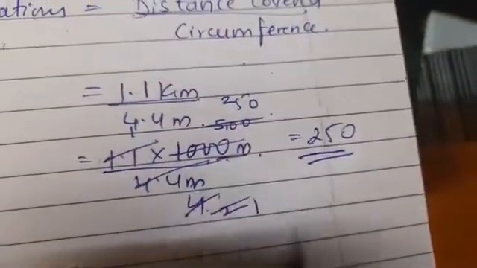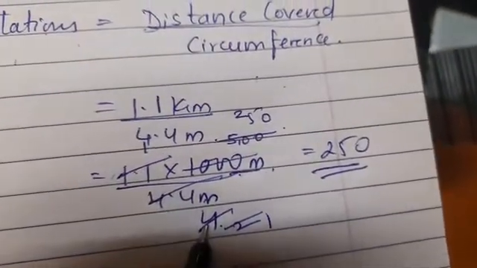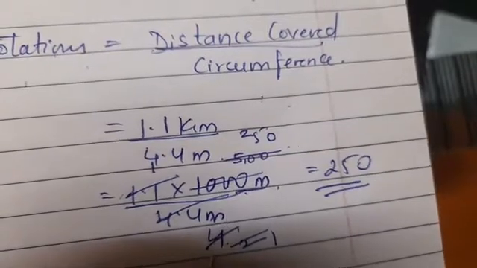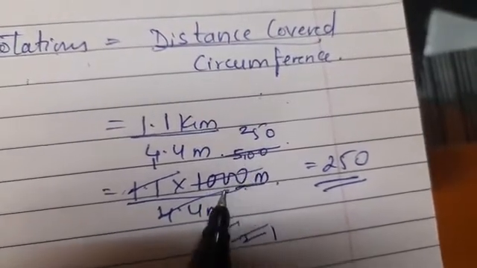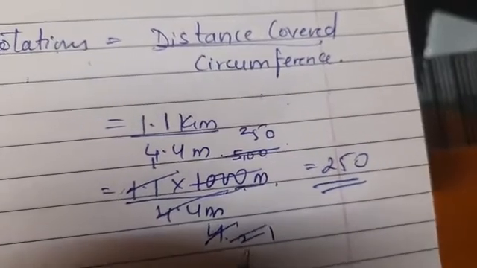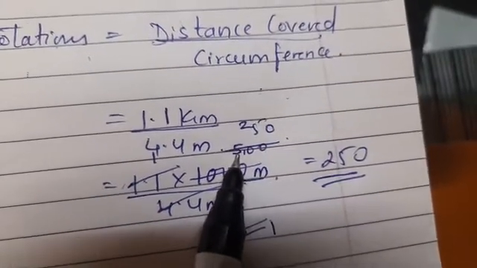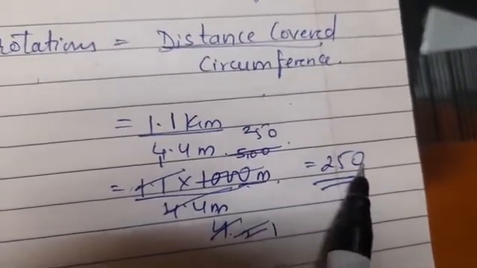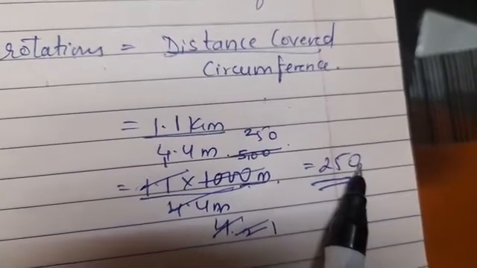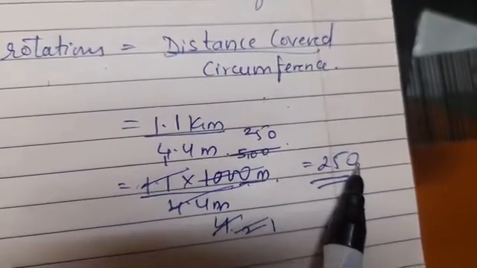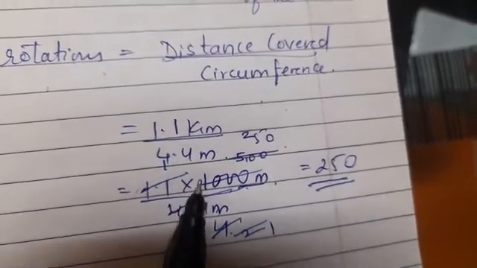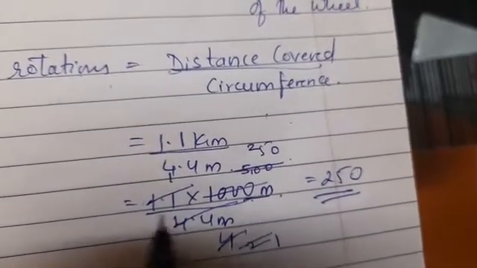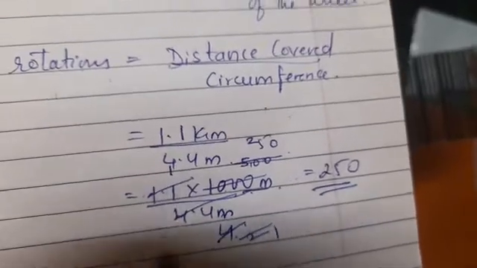Did you see how I calculated? 11 ones are 11, 11 fours are 44, 4.4 it is. So I got 4. Now this 4 and 1000, I divided by 2. 2 twos are 4, 2 fives are 10, 2 zeros are 0, 2 zeros are 0. So I got 250. So my answer is, the wheel of the bullock cart will complete 250 rotations as the cart travels 1.1 kilometer. You understood why I took 1000. This is 1.1 kilometer. So 1 kilometer is how much? 1000 meters. So I am converting kilometers to meters.